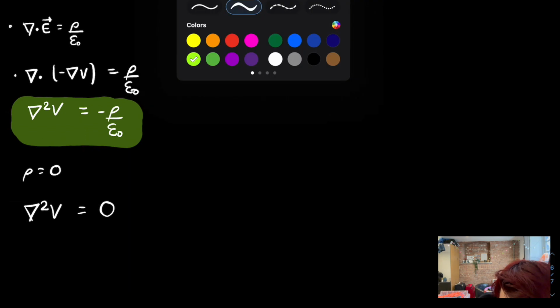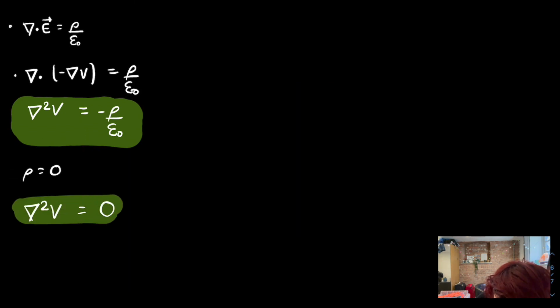Now, there is a special case of this equation where the right-hand side is equal to 0. This is the case when there is no free charge in all of space. So when rho is equal to 0, the right-hand side is equal to 0, and we get the equation that grad squared of V is equal to 0. This is what's known as Laplace's equation, and it is a special case of Poisson's equation.